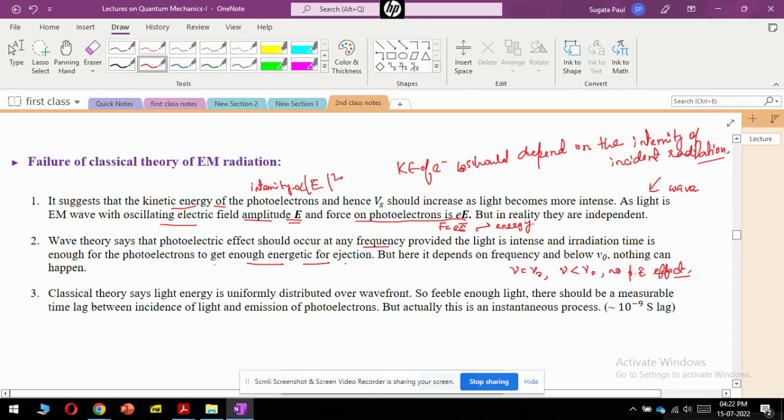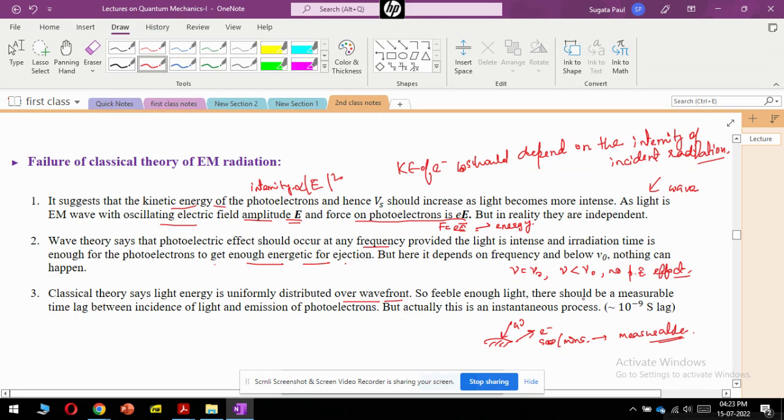Okay? And the final one is that the classical theory says that light energy is uniformly distributed over the wavefront of light. So when we are using a very feeble light source, which has a feeble intensity, it will be continuously supplying energy to a certain portion of the surface where the electron is sitting, and for the electron to collect enough energy from the little part of the wavefront that it can access, there should be some reasonable time gap between the incidence of the radiation on the surface and the electrons coming out from the surface. So there should be a significant time gap, in seconds or minutes, that is actually measurable on experimental time scales.